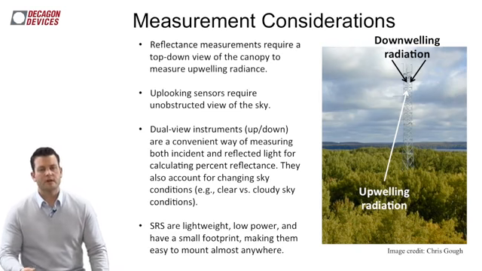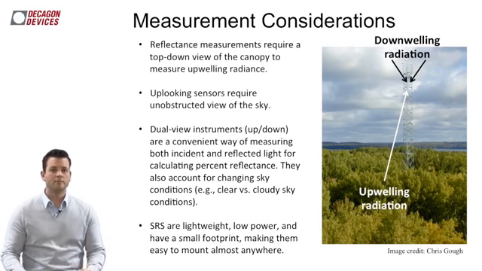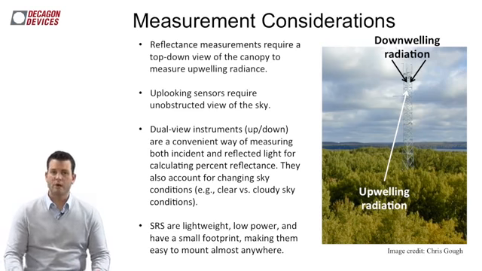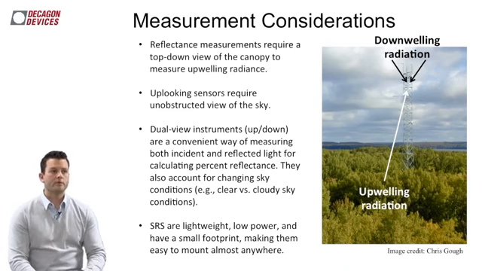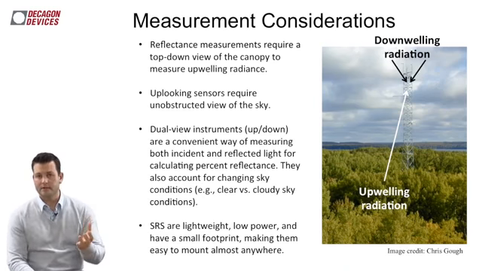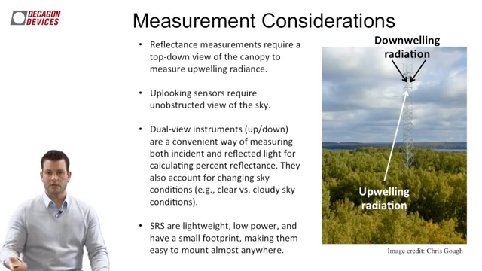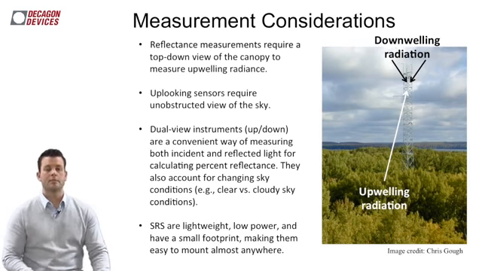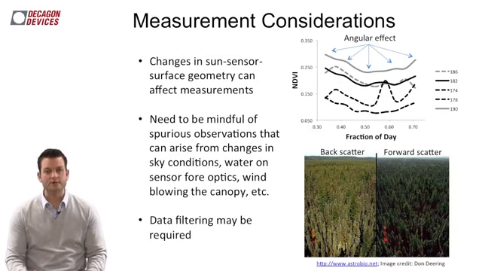So a nice feature about the SRS sensors in particular is that they're really lightweight, they're small, they don't require a lot of power, and in general they have a small footprint. So if we're trying to get them above the canopy, it's nice to have these features because it makes it that much easier on us to get them up there where they can continuously monitor a canopy. Okay, so a few more measurement considerations. These ones dealing more with data handling.